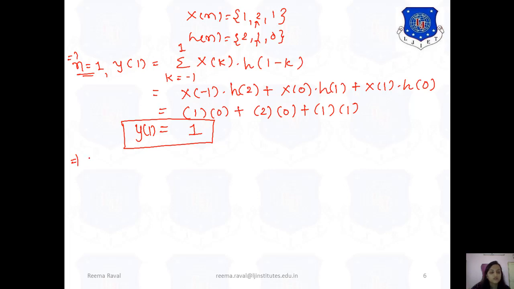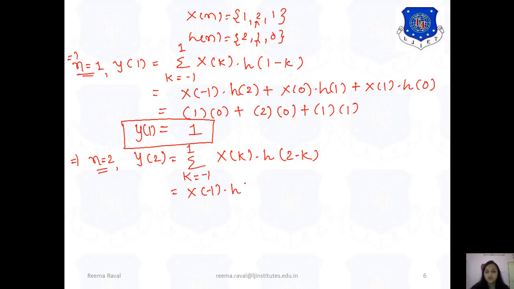Okay. Now n equals 2. So for that, y of 2 will be equal to the summation of k equals minus 1 to 1 of x of k into h of 2 minus k. Okay. So that will be x of minus 1 into h of 2 minus minus 1. That means minus minus plus, 2 plus 1, that is 3. Plus x of 0 into h of 2 minus 0, that is h of 2. Then x of 1 into h of 2 minus 1, that is h of 1.